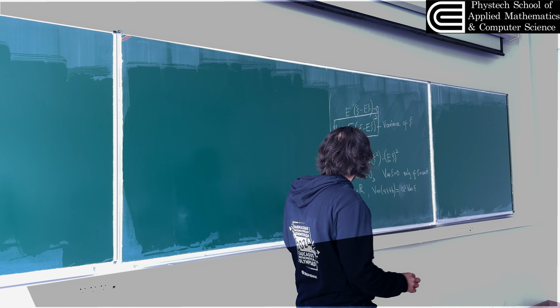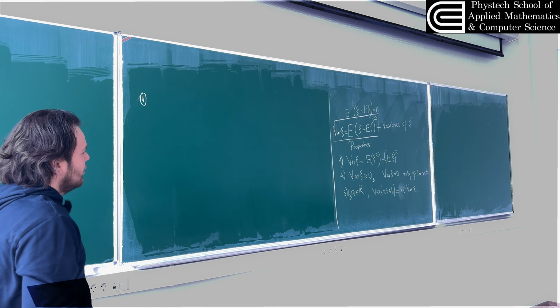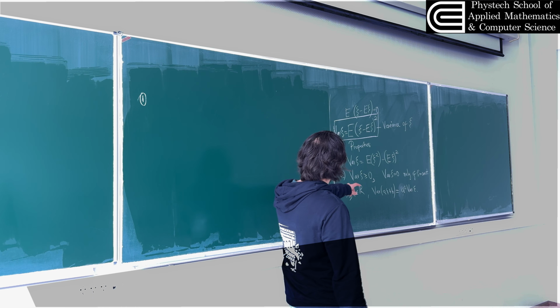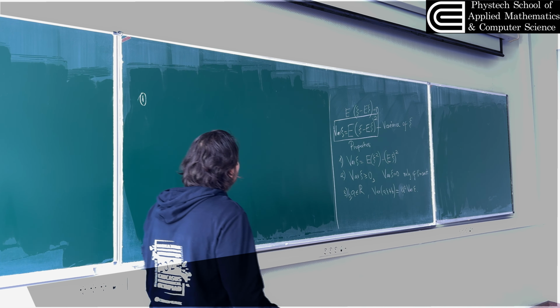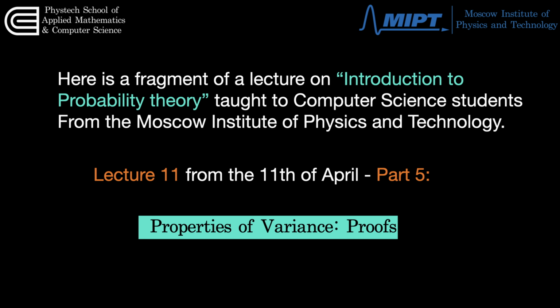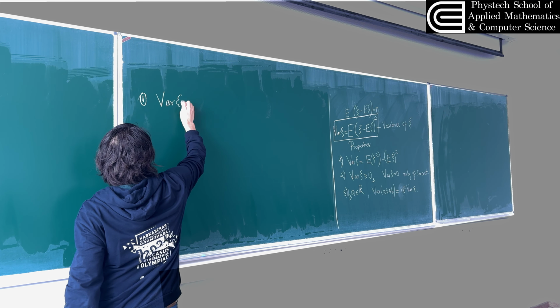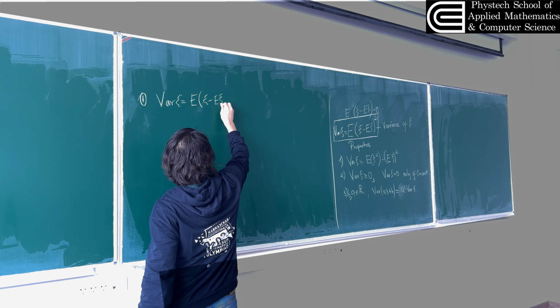Okay, so let's prove the first one. We only have the definition, so we need to get from here, we need to get this. So let's do it. So we have that the variance of xi is equal to the expected value of xi minus the expected value of xi, squared.